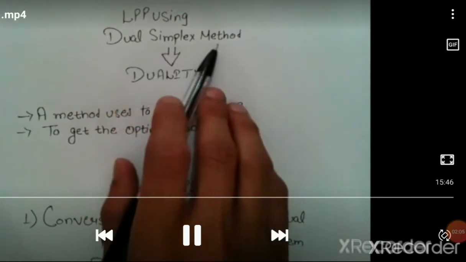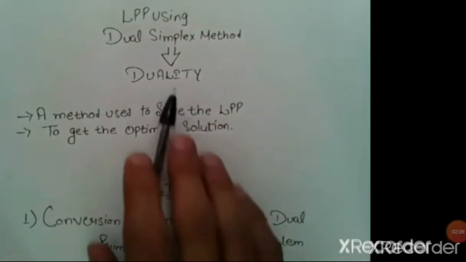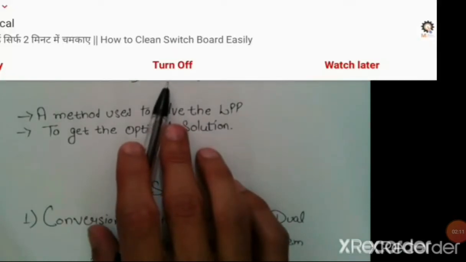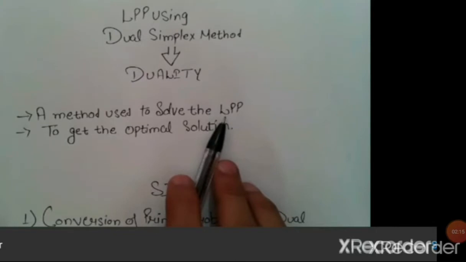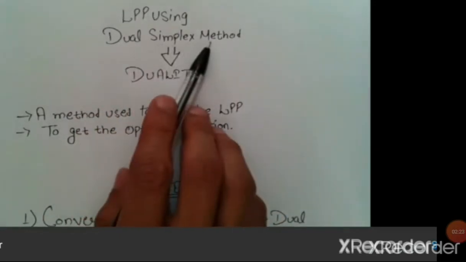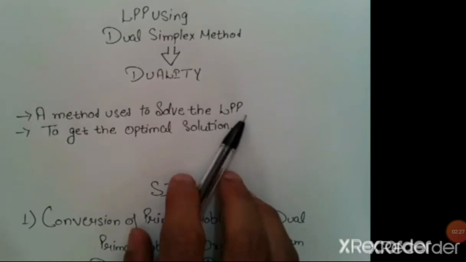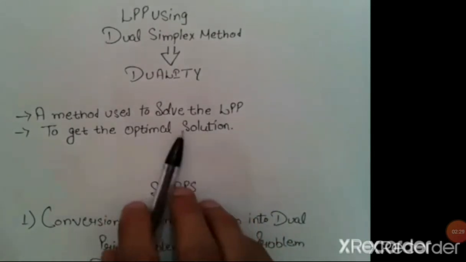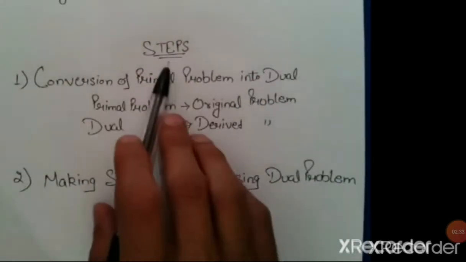Let us see now the dual simplex method and duality. Here is a method used to solve a linear programming problem and to get an optimal solution. Already we know linear programming problems, but here we'll see the duality of a linear programming problem. The aim is to get an optimal solution.